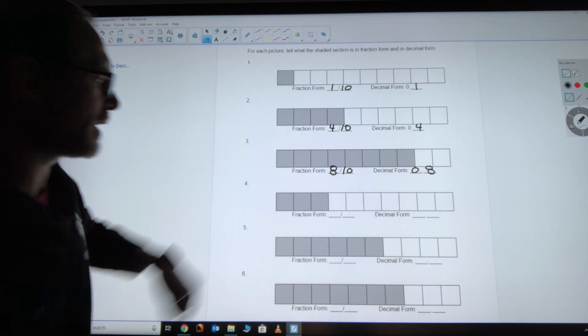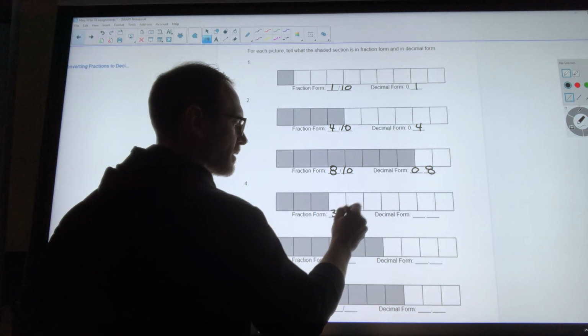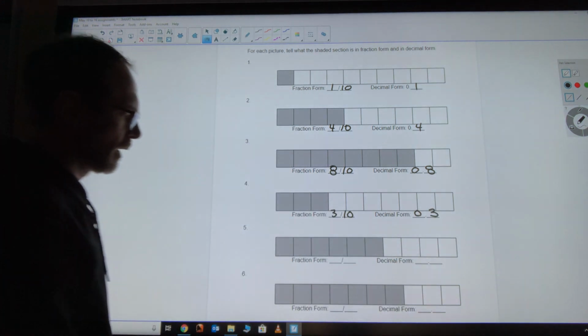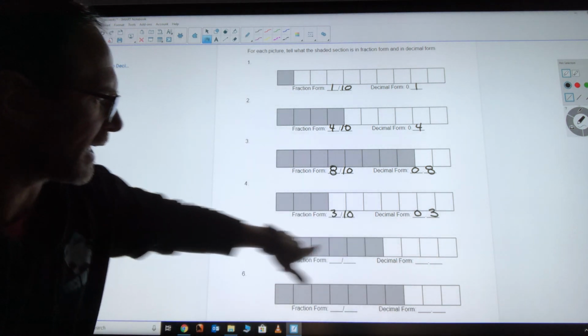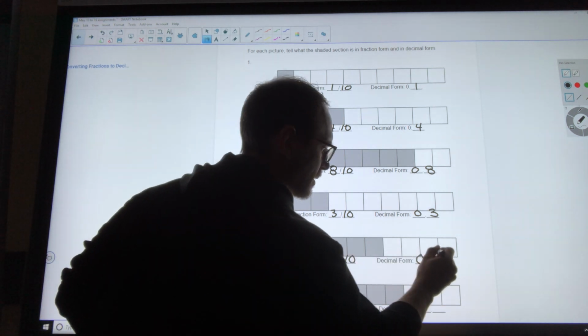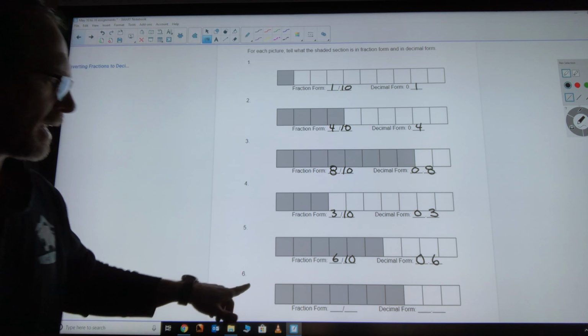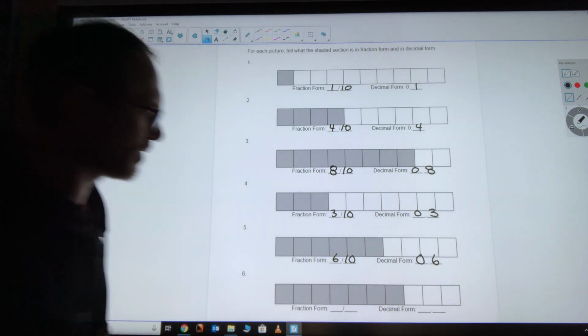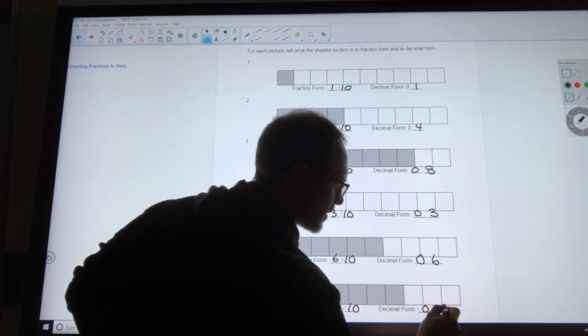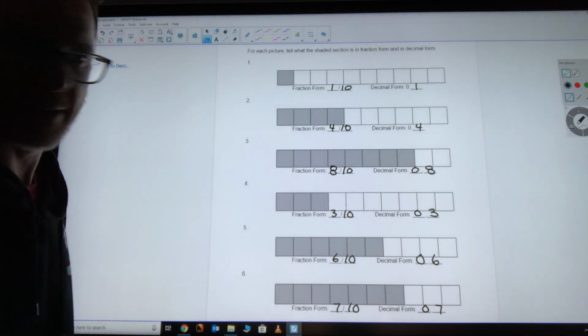Number 4, we have 3 shaded in, so that's 3/10. In decimal form, that's 0.3. In number 5, we have 6 of them shaded in, so that's 6/10 or 0.6. And in the last one, we have 7/10 shaded in, and in fraction form, we put that as 0.7 or 0 and 7/10.